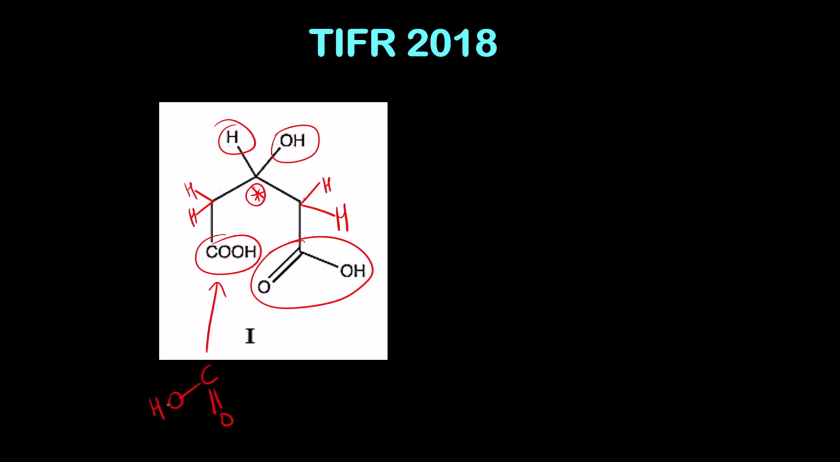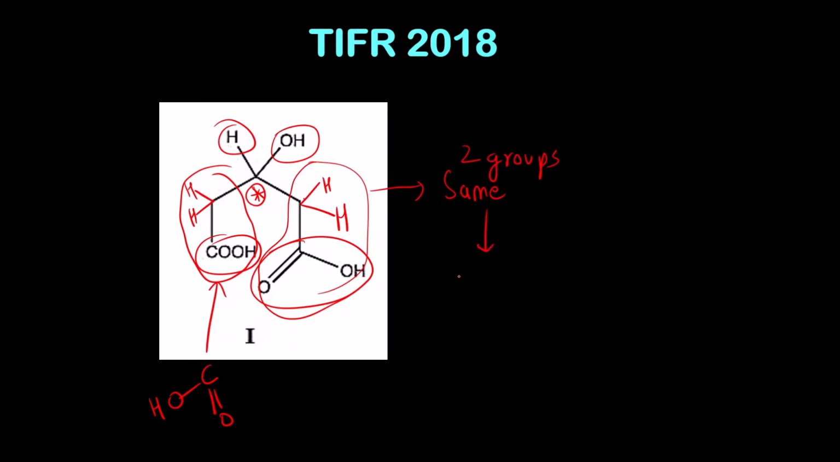If you write the carboxylic group like this, then you can see that this group and this group are the same. So when two groups are the same, then it is not called chiral. So this will not be chiral, this will be achiral. So this molecule is nothing but achiral. Now let us see the second molecule.